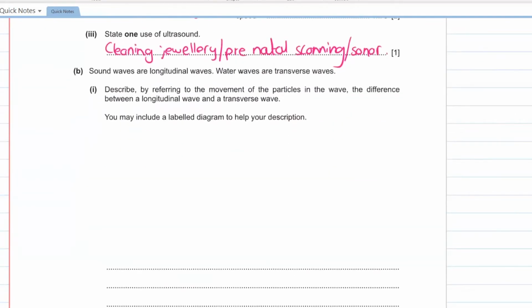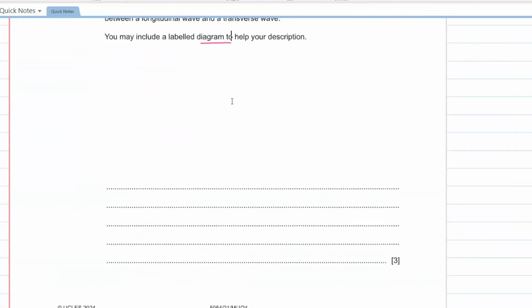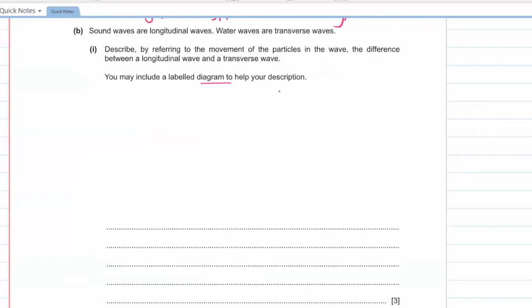Sound waves are longitudinal waves. Water waves are transverse waves. Describe, by referring to the movement of particles in the wave, the difference between a longitudinal wave and a transverse wave. You may include a diagram to help your description. Yes, you have to describe the difference between transverse and longitudinal waves by referring to the movement of particles. Very good, Duryodhan. Very good. How will you tell this?